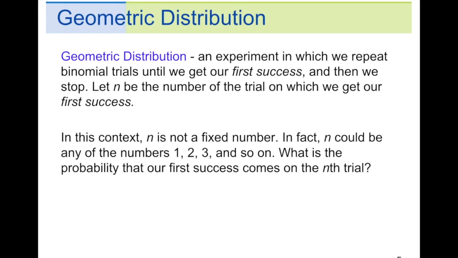Geometric distribution. Geometric distribution is an experiment in which we repeat binomial trials until we get our first success, and then we stop. Let n be the number of the trial on which we get our first success. In this context, n is not a fixed number. In fact, n could be any of the numbers 1, 2, 3, and so on. What is the probability that our first success comes at the nth trial? So what's the probability that it comes at the first trial? Or what's the probability it comes at the second trial, or the third trial, or so on?